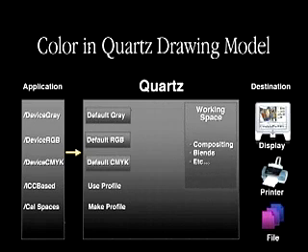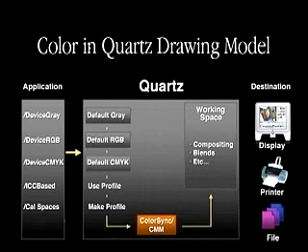Quartz will do all compositing in the working space. And ColorSync will be invoked to perform color transformations from any of the source color spaces to the working space. And finally, when compositing is completed, the rasterized data will be sent to the desired destination. Naturally, if the color space of the destination doesn't match the working space, an additional conversion must be done between the working space and the destination.